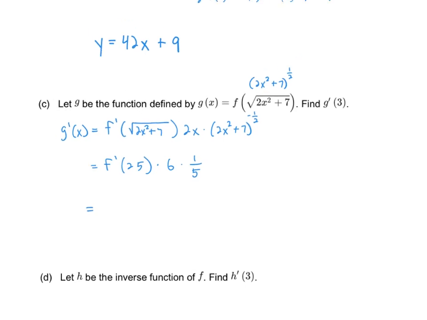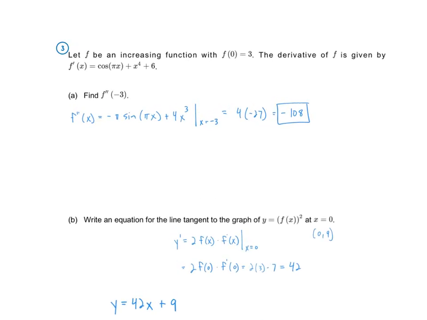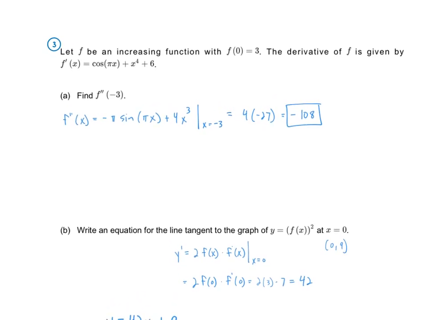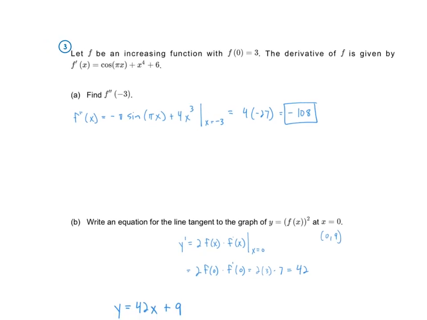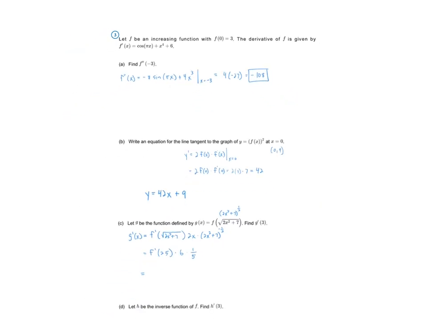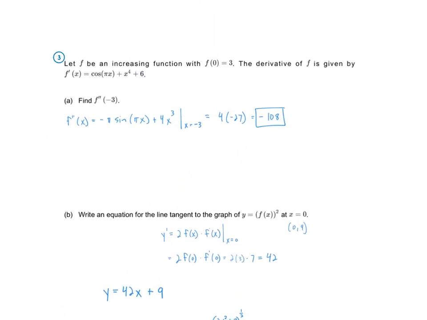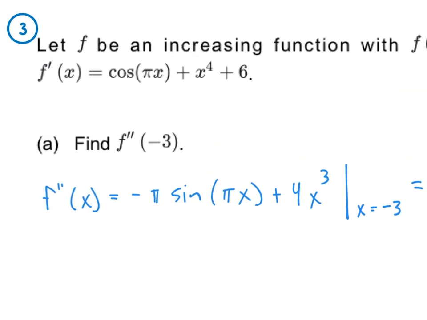Now we have to figure out how to evaluate that f prime at 25. Oh no, that should be f prime at 5. Sorry, something was weird. Square root of 25. Okay, so f prime at 5, we'll plug 5 into here.